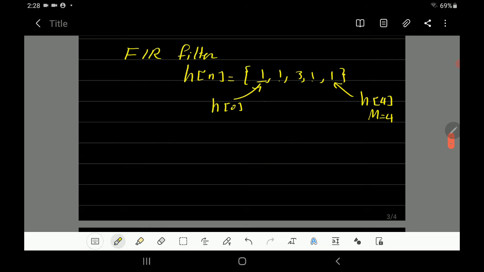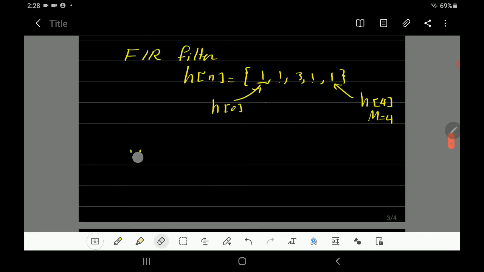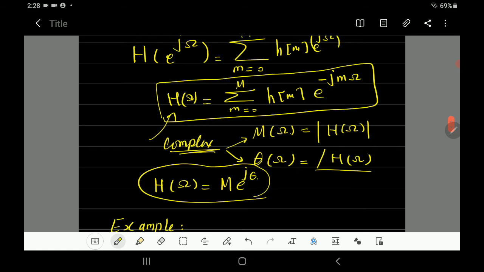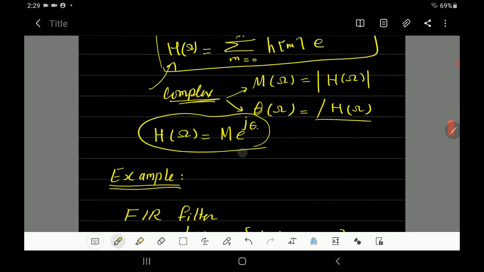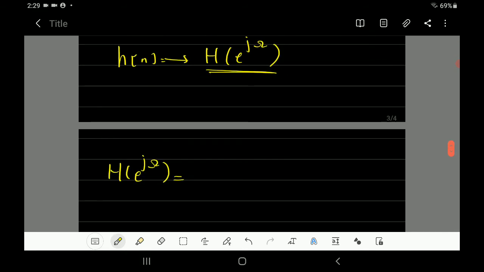So if you write the impulse response, it will be h small. If we talk about the impulse response, h small of n, you can write h naught, h1, h2, h3, h4, right? If you are going to convert that to the frequency response, we are going to use what we got just here. This is the frequency response. Okay, let's write the expression and substitute. H of e to the j omega is equal to the sum from m equals 0 to capital M, and capital M is equal to 4 in this case, of hm e to the power minus j omega m.